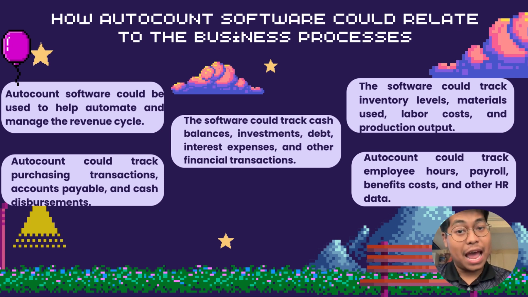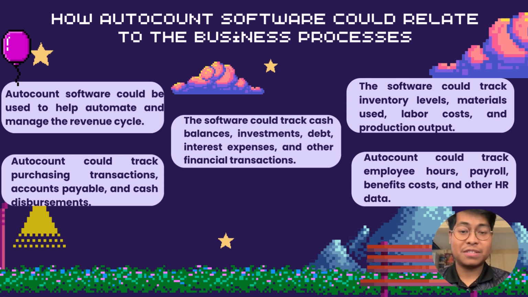For the expenditure cycle, AutoCount could track purchasing transactions, accounts payable, and cash disbursements. This will generate the data needed for purchasing, inventory, and cash flow management. For the production cycle, the software could track inventory levels, materials used, labor costs, and production output. This provides the data needed for production scheduling, costing, and optimizing operations.